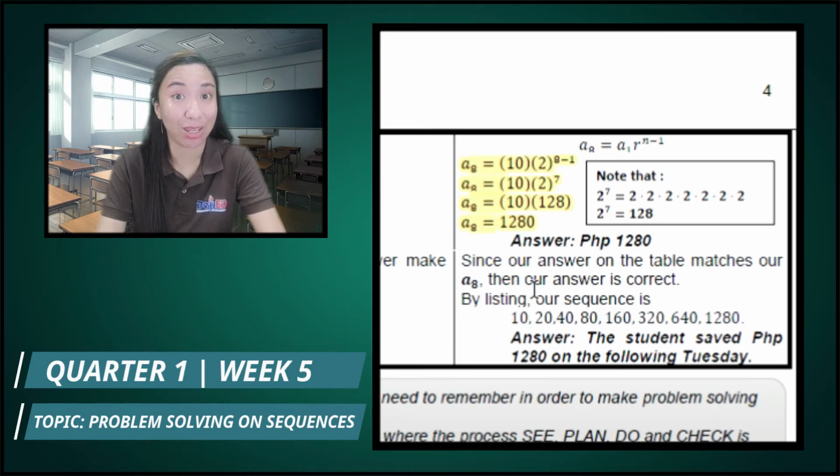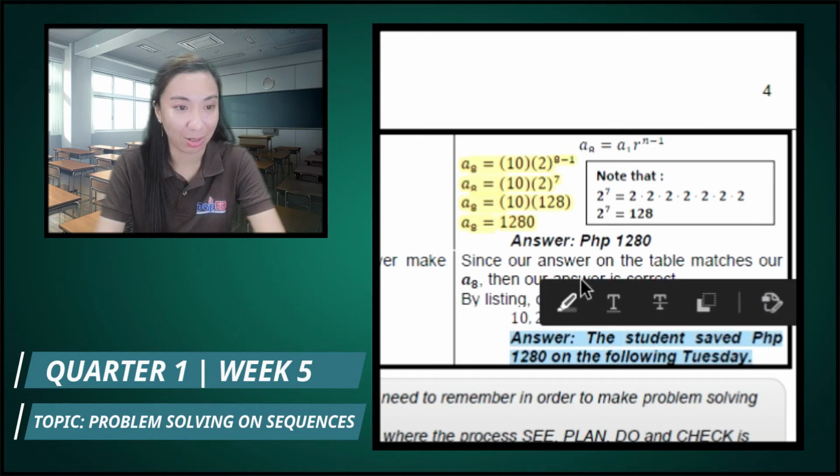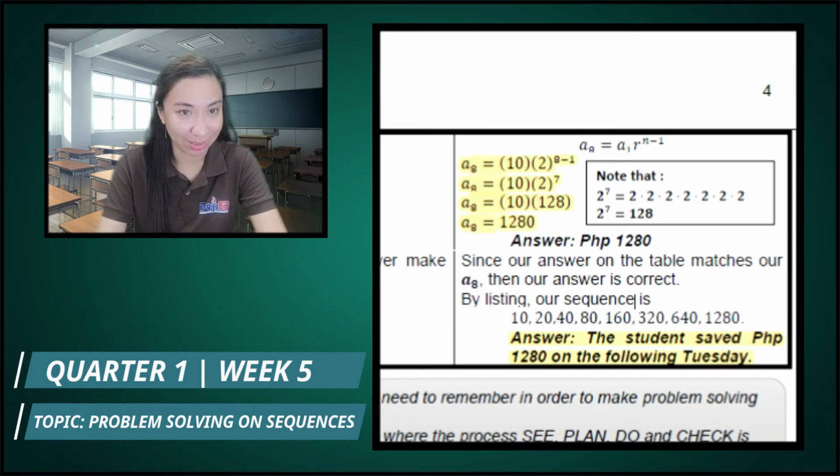By listing, you can double check whether your answer is correct. We can just multiply each of the terms by 2. So we have 10, 20, 40, 80, 160, 320, 640, and finally 1,280. Thus, the student saved 1,280 on the following Tuesday. So that is our final answer.